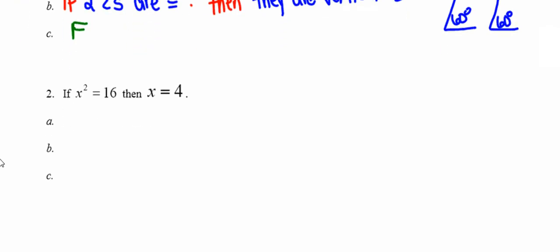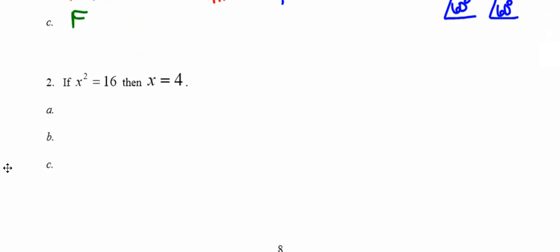All right, and then number 2 says if x squared is equal to 16, then it must be true that x is equal to 4. Well, that is a false statement. Gasp. Yes, it really is. I'm going to say when the value of x is equal to -4, x squared is equal to 16, but our x value is not equal to 4.